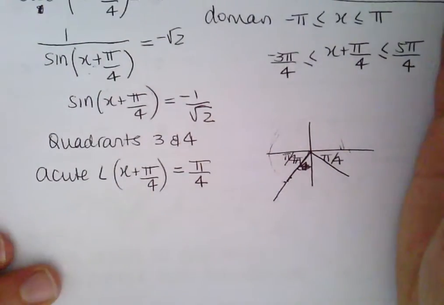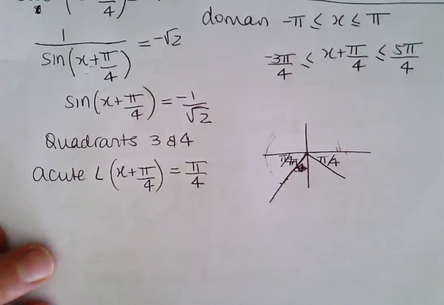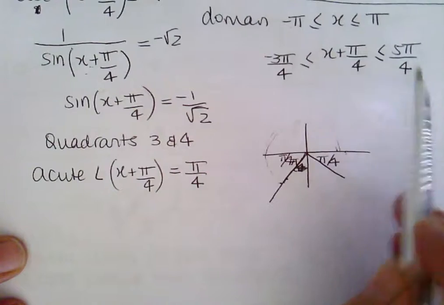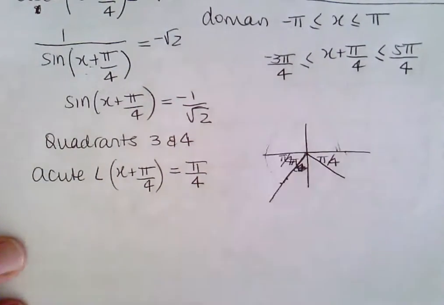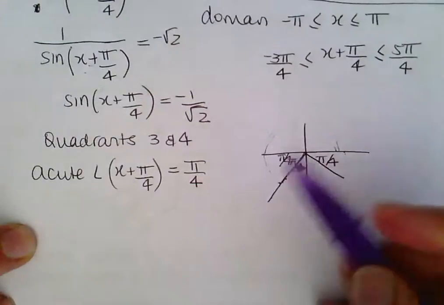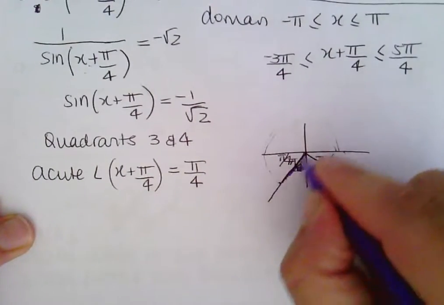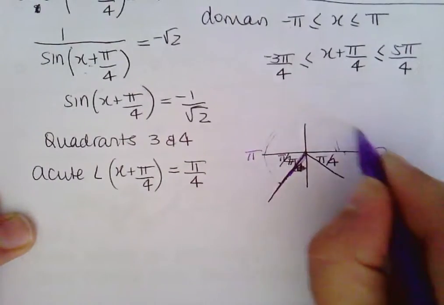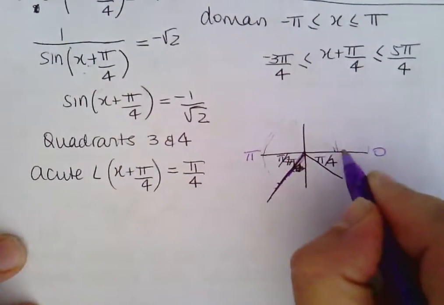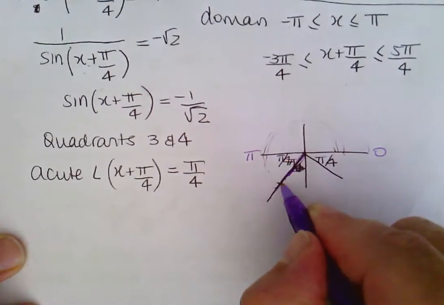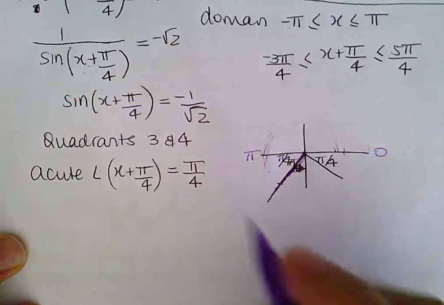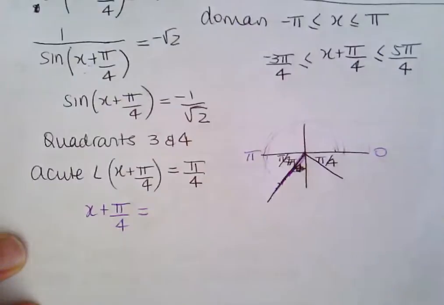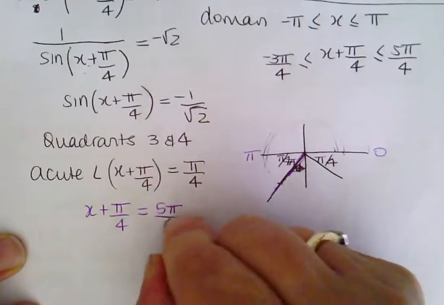Now we really need to look at our domain here, otherwise we're going to miss some solutions. My domain is telling me I'm going from 0 to 5 pi on 4, and then I'm going from 0 to -3 pi on 4. So this actually happens to be the border as well as the solution. Because look, 0, pi, so it just made it. So 0, pi, here's 5 pi on 4, and it's actually my solution because I'm looking for quadrant 3. So my first solution for x plus pi on 4 is 5 pi on 4.